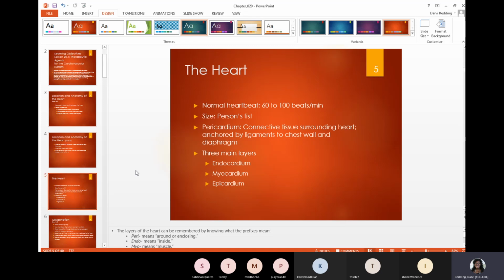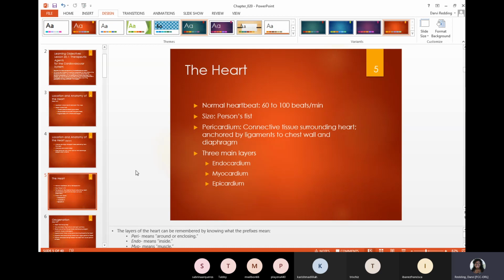So the pericardium is the connective tissue that surrounds the heart and is anchored by ligaments to the chest wall and the diaphragm. In understanding the heart, it has three main layers. Again, the endocardium, the myocardium, and the epicardium. The endocardium is the inner layer, and it has a smooth accordion-like, pleat-like surface, which allows the heart wall to collapse when it contracts.